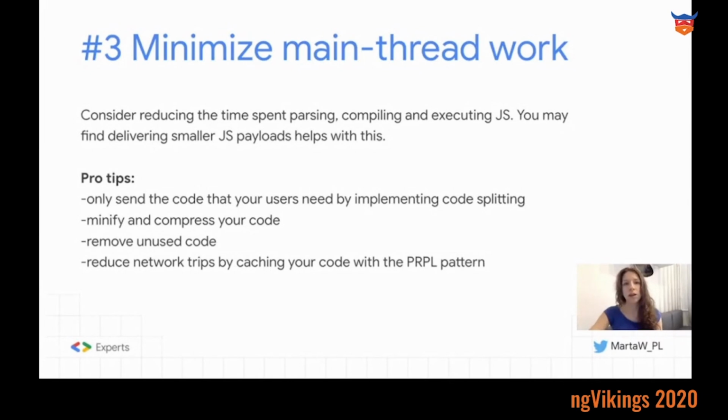The next step is involved with the browser's render process. The most important thing to minimize this main thread work is to minify our app, our code, to compress it, and also remove parts that we don't use. Also, we don't need to send the full app, the full code to our user, but only send the parts that they really need. And to do that, we should apply code splitting techniques.